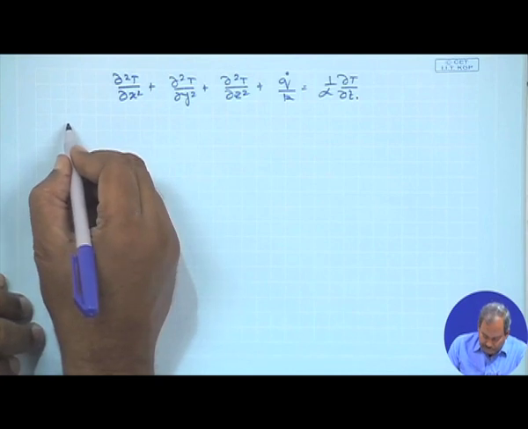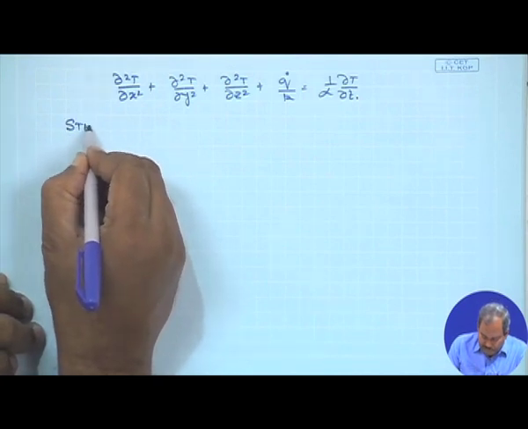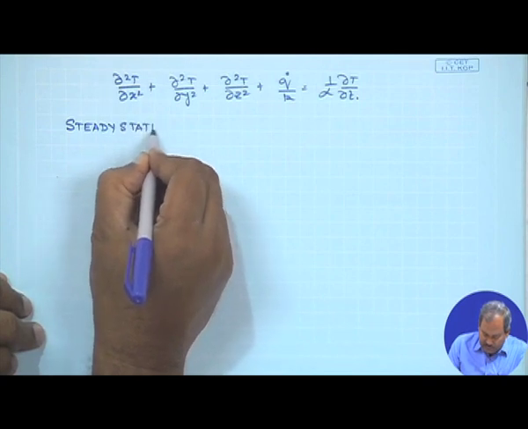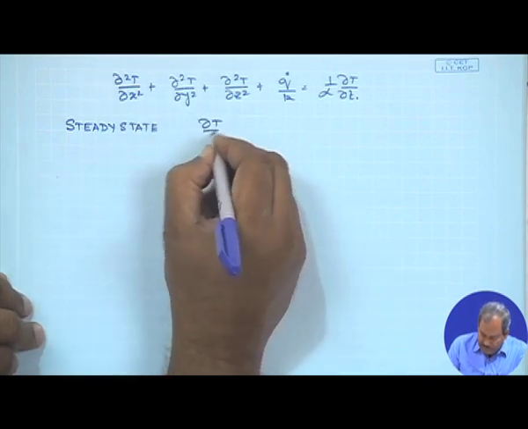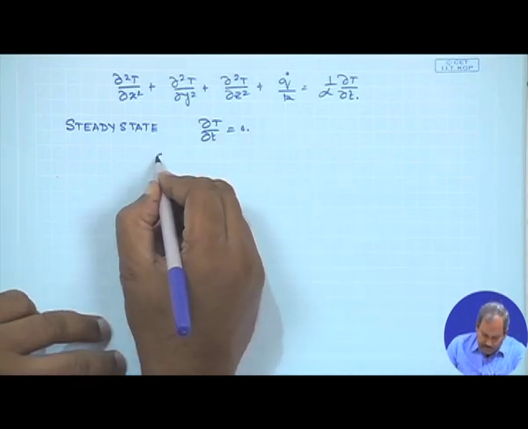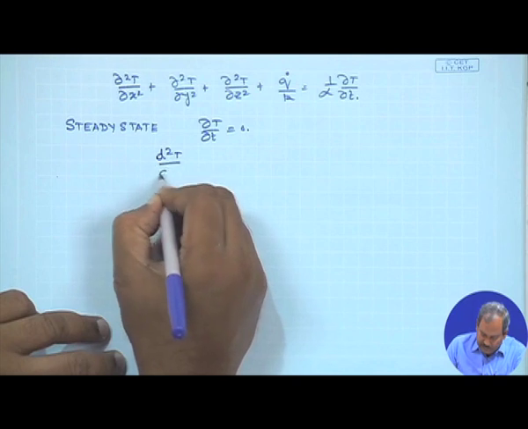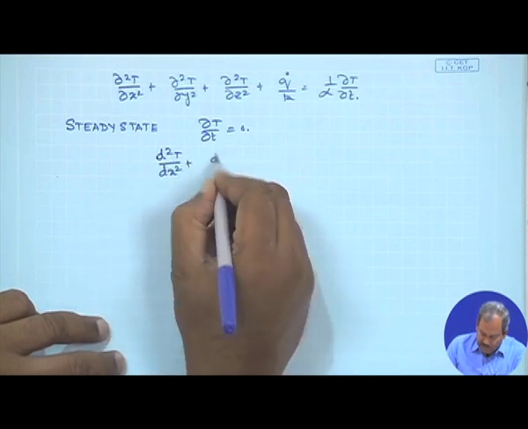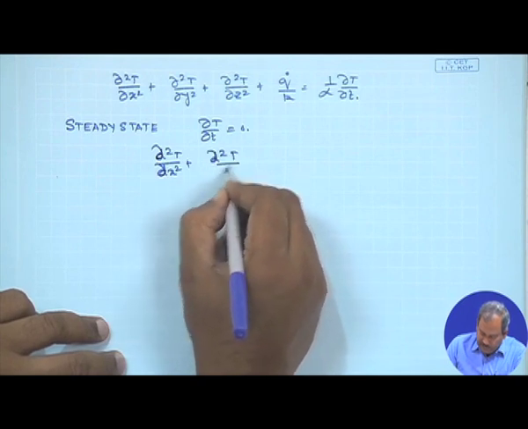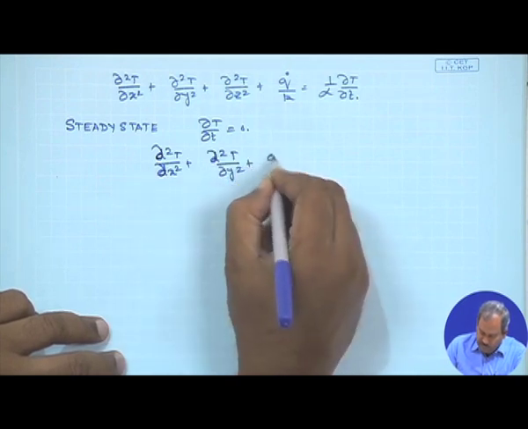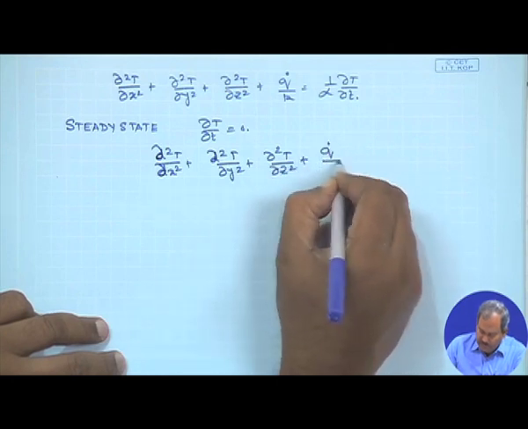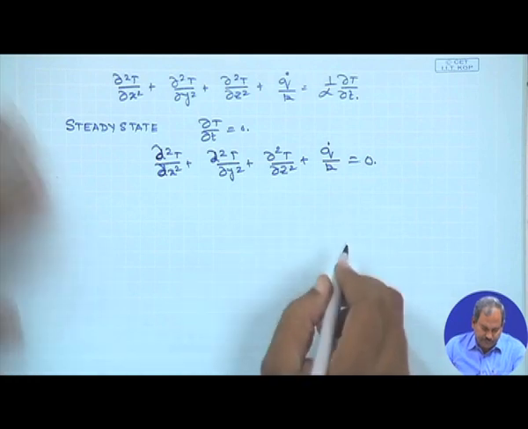So if it's steady state, then del temperature by del time would simply be equal to 0, and what you would get is del 2 T by del x square plus del 2 T by del y square plus del 2 T by del z square plus q dot by k is equal to 0.